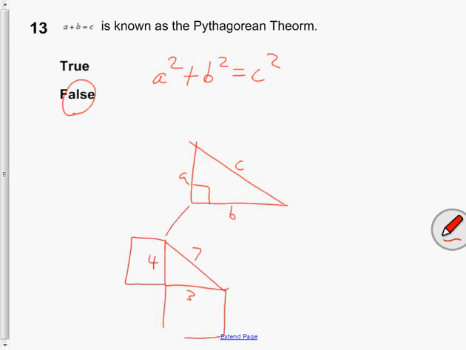It would be the squares attached to all of these, and I'll erase that 7. This area would be 16, or a squared would be 16. B squared would be 9, which means c squared's area would be 25. And therefore, the square root of that would mean that this side length, since this is a square here, the hypotenuse would have to be 5, not 7. So the answer is false.